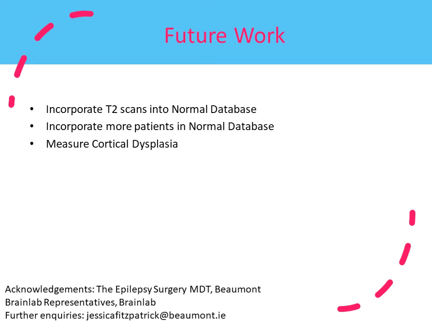Future work for this project includes the incorporation of T2 weighted images for a more accurate structure delineation. We also want to expand on the number of people in the normal database and work with the company to develop a way of measuring cortical thickness to identify regions of focal cortical dysplasia, which is abnormal changes in cortical thickness, relevant in epilepsy also.